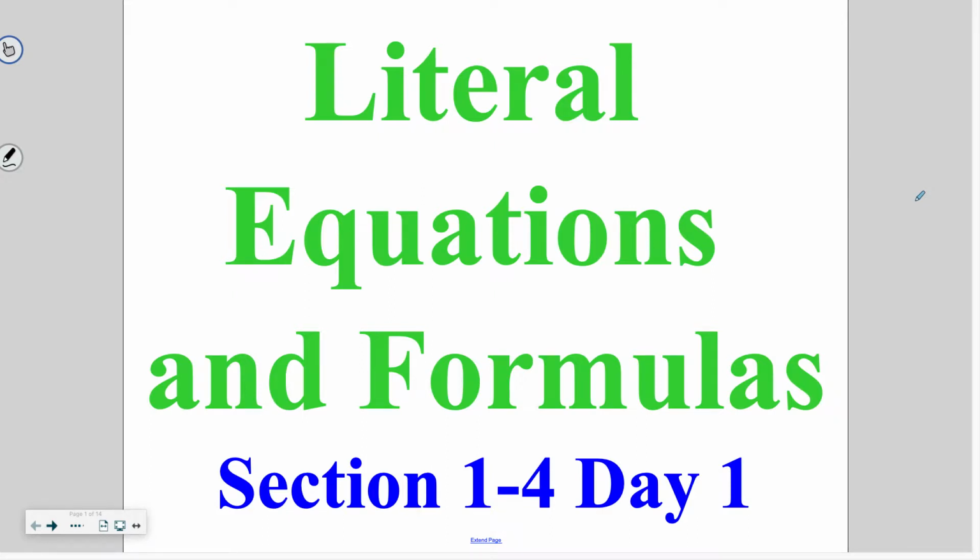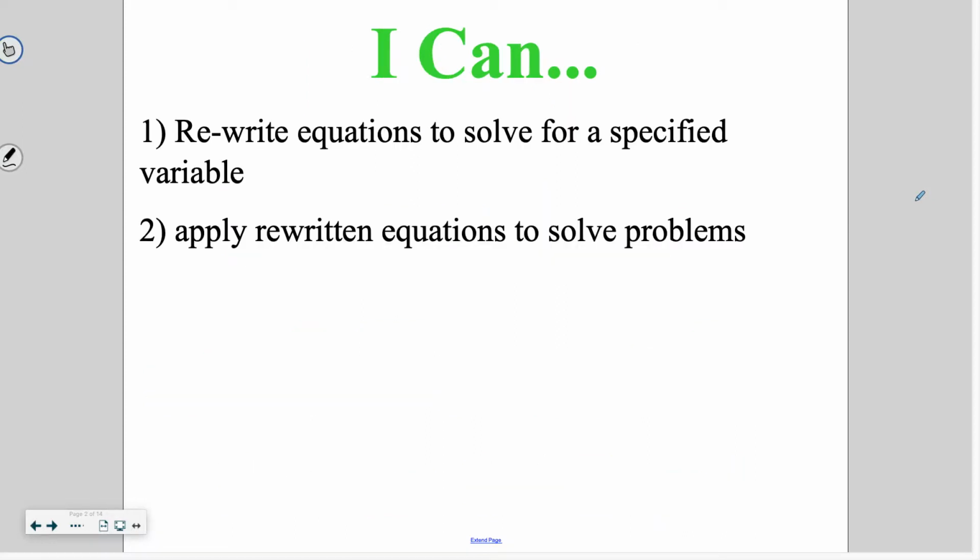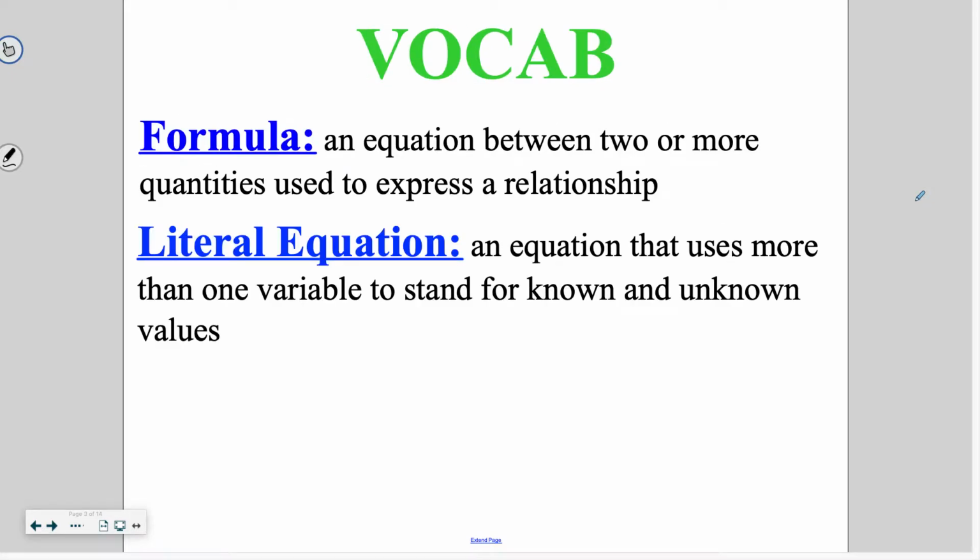Hello class, and welcome to day 1 of section 1.4, which focuses on literal equations and formulas. By the end of the lesson, you will be able to rewrite equations to solve for a specific variable, as well as apply those rewritten equations to solve problems.